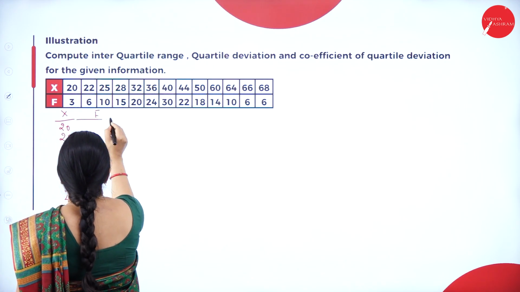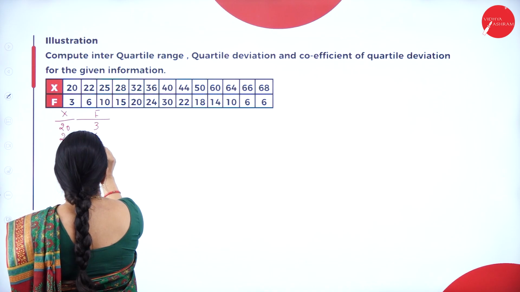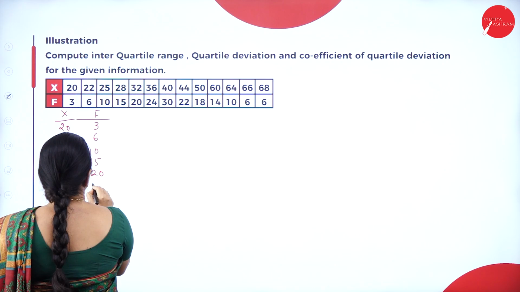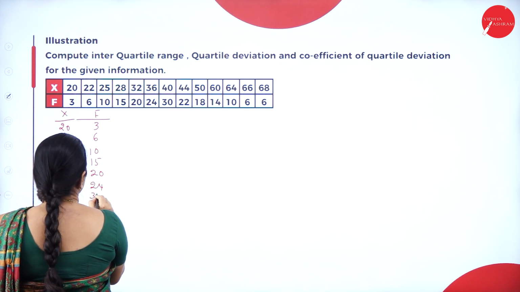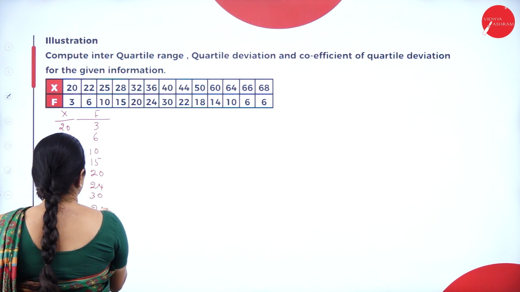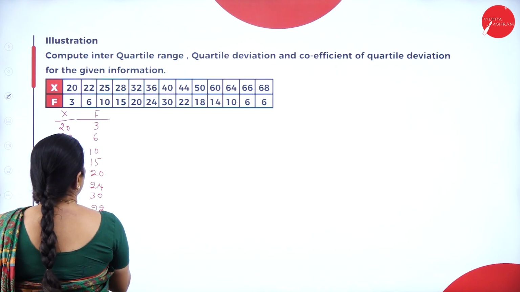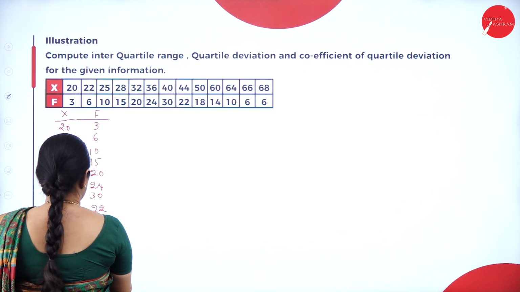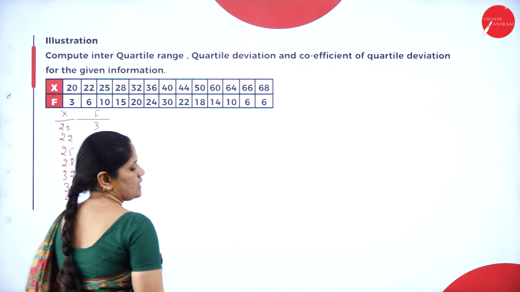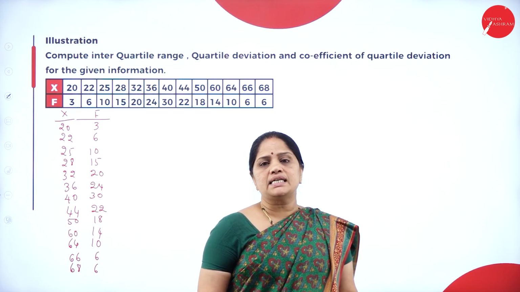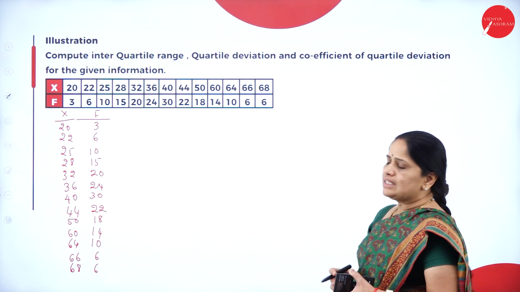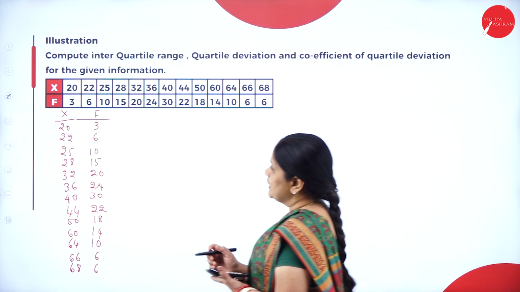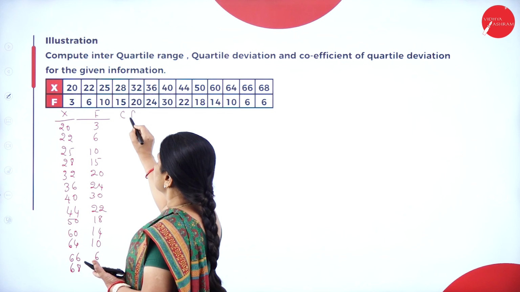Now the frequency values will be 3, 6, 10, 15, 20, 24, 30, 22, 18, 14, 10, 6 and 6. So they have given us the discrete series here. When we are given the discrete series, that is along with the frequency when values are given, the first step will be find the CF.